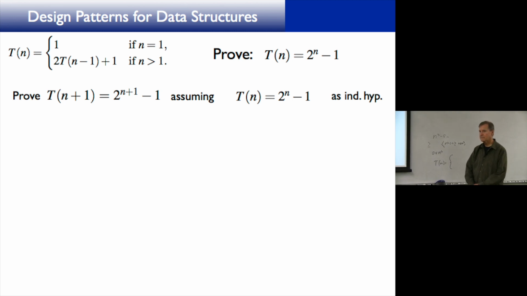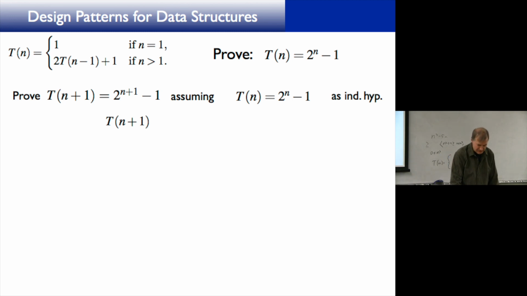And then for the cases like binary search, where it doesn't have that form, we'll do an example. Okay, so we're starting with what we're trying to prove, right? Now we know what we're trying to prove, so what should we start with? I think we should start with T of n plus 1. And then try to get it to equal what? 2 to the n plus 1 minus 1.